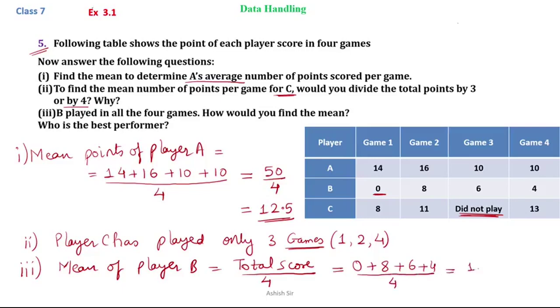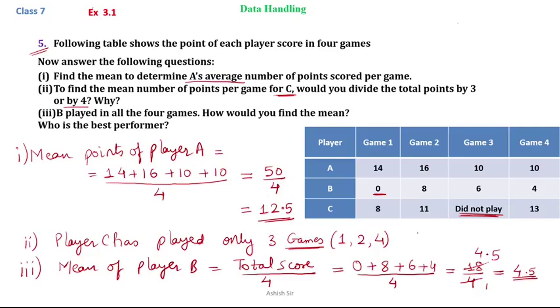So we get here 18. 18 divided by 4. Now we will cancel this. So we get 4 ones are 4, 4 fours are 16, 4 fives are 20. So the mean score of player B is 4.5.